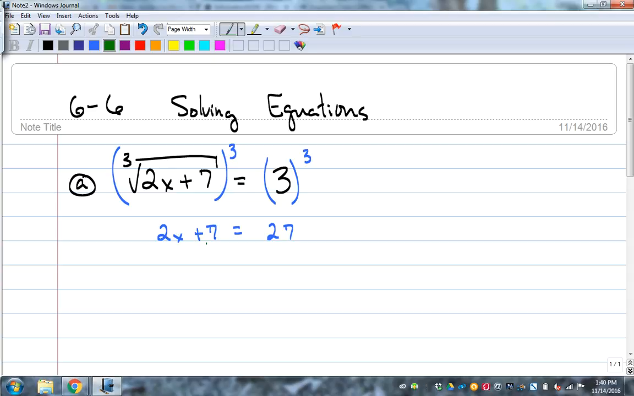And now we have a really easy Algebra 1, 7th grade math problem to solve. So how do we solve that? Something we all know the answers to here. It'll be 2x is equal to 20. Divide by 2, x is equal to 10. And that's the answer. And we just need to check it in the original problem and make sure that it works. So you plug in 10, and that'd be 20 plus 7, 27. What's the cube root of 27? It's 3, just like it says there. So that does work in that original problem.